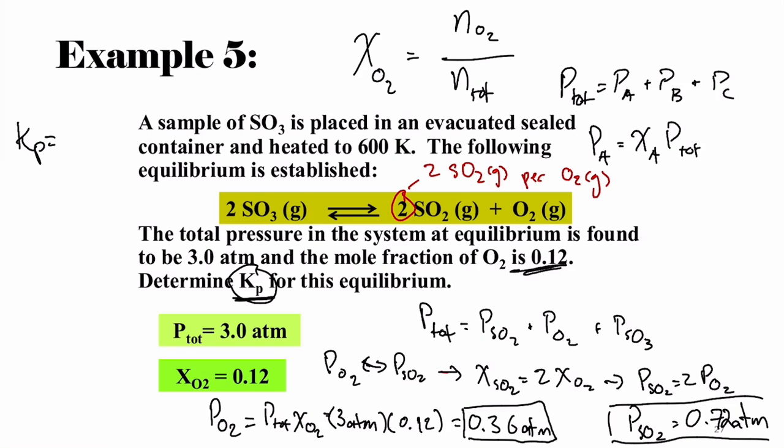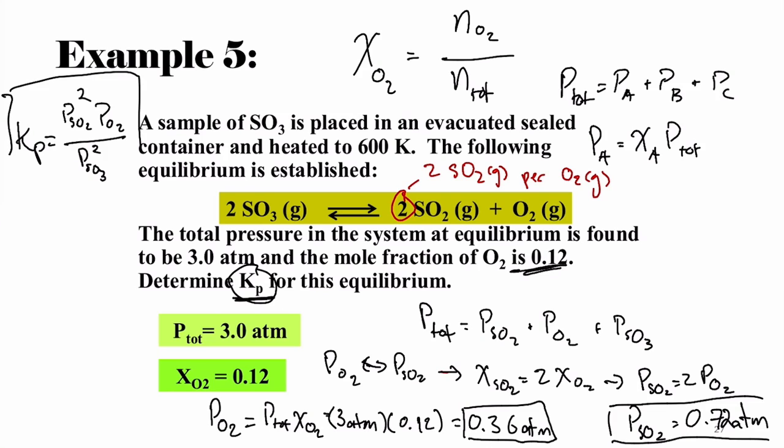What's Kp equal to? It's the ratio of what for gases? It's the same thing as for concentrations, except we put the pressures in instead. So it'll be PSO2 times PO2 squared over PSO3 squared. Right, so it's the exact same thing as our equilibrium constant for concentrations, except just in terms of the pressures.